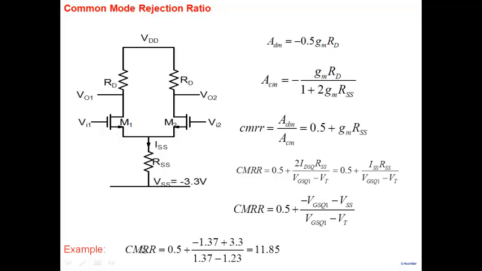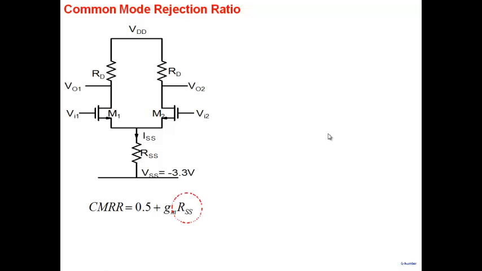The message here is CMRR is pretty low, and to a large extent it is determined by the supply voltage that you have. For supply voltages of 3.3, you don't get enough CMRR. So the strategy for increasing CMRR, if we go back to our expression, CMRR depends on RSS. So we take RSS out and replace it by a current source. A current source ideally will have an infinite RSS. So that's what we do in order to improve our differential pair.